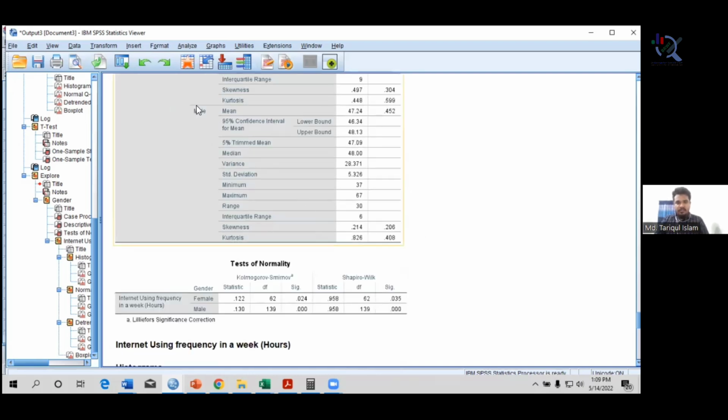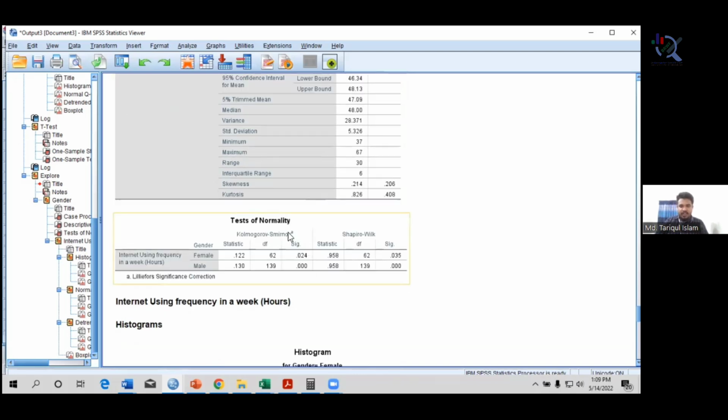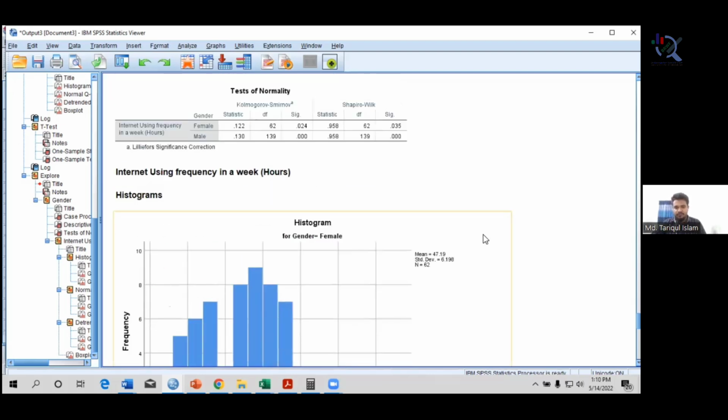For the male, we have to do the same thing, and check the significance in the normality test. Here we can see that for both female and male, the values are below 0.05. Before that we found that our data is not normally distributed, but we are just conducting the test for demonstration.